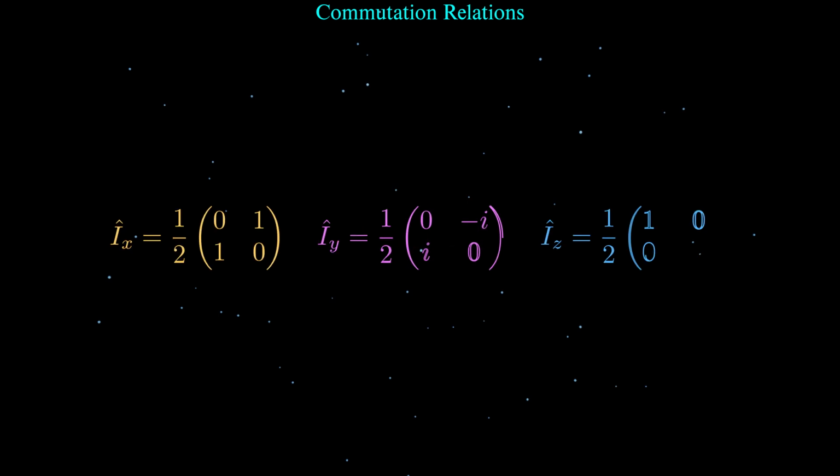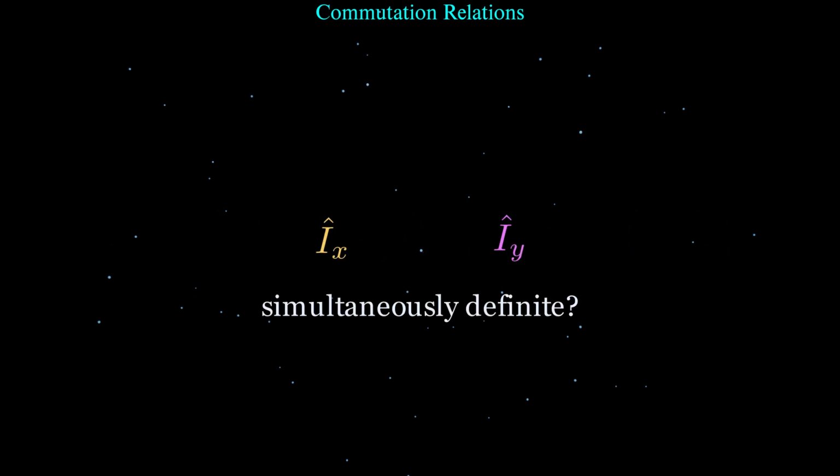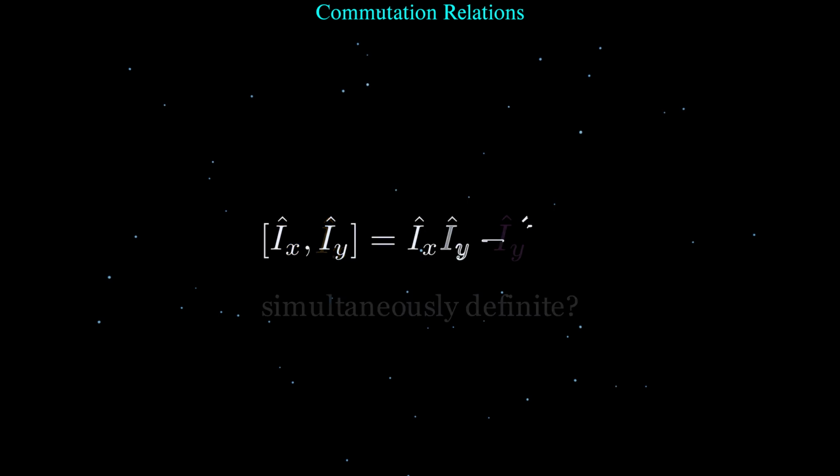Now let's apply this over to spin. For spin 1/2 nuclei, the spin angular momentum operators are Ix, Iy, and Iz. These are the operators for measuring spin along the x, y, and z axes in units of h-bar. Now if we want to know whether we can measure the x component and the y component at the same time, we can ask whether the Ix and the Iy operators commute.